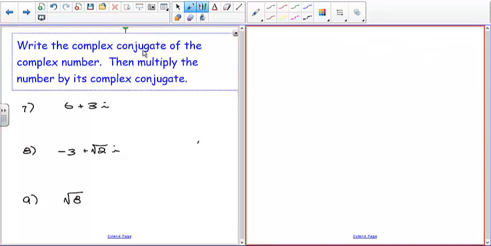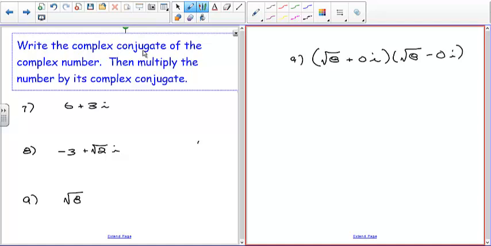Okay. The square root of 8. So what is the complex conjugate of the square root of 8? Well, it's really just the square root of 8, because if you think about it, I've got plus 0i. So this real number is just the real part plus 0 of the imaginary part. So if you multiply it by its complex conjugate, you're going to have the square root of 8 minus 0 times i.